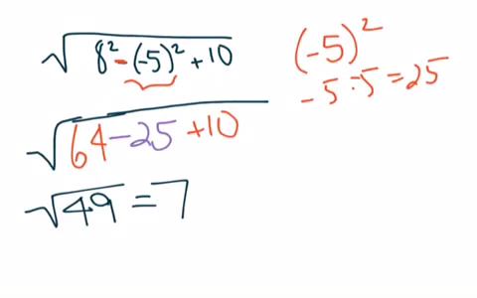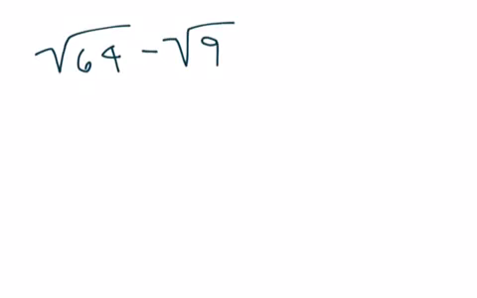Let's pick one. Oh, this is a good one. Let's do the square root of 64 minus the square root of 9. Okay, now, first things here, since we're not in the same radical sign, we're just going to simplify each radical and then do the math. So the square root of 64 is 8 minus the square root of 9 is 3. So 8 minus 3 is going to be 5. Okay?